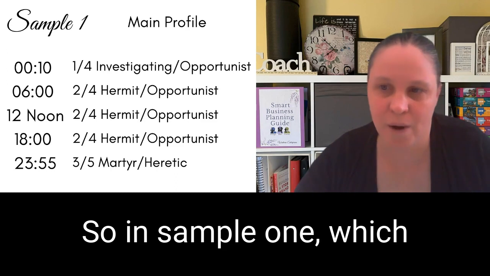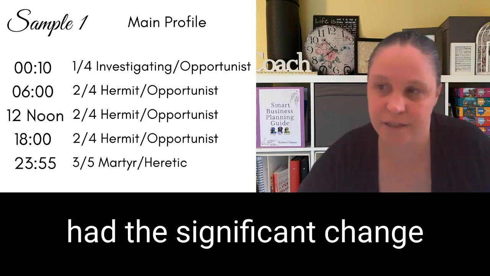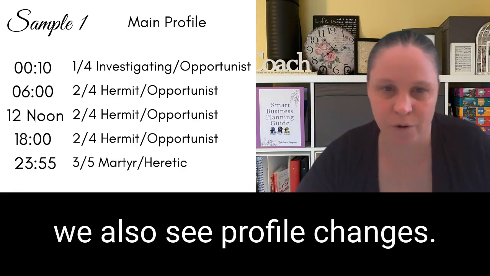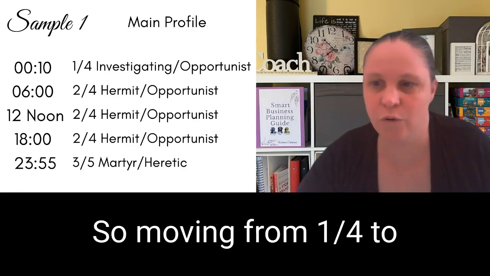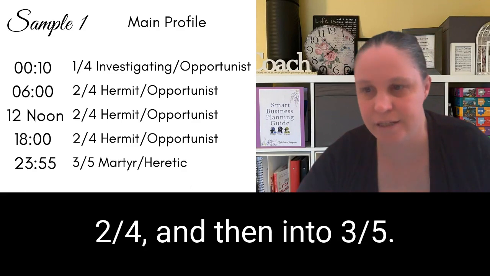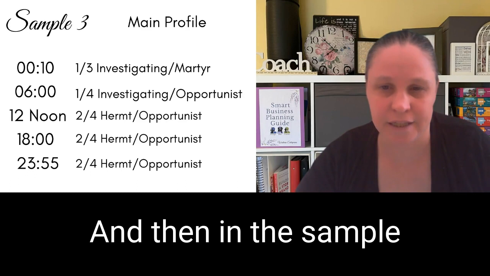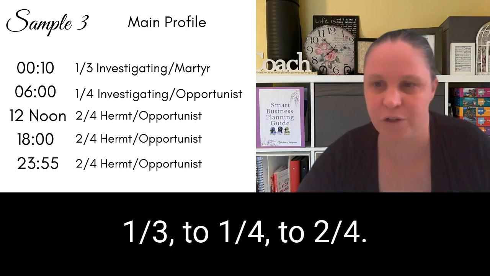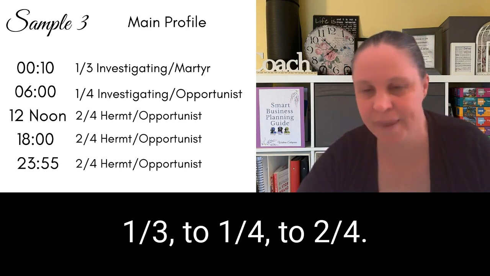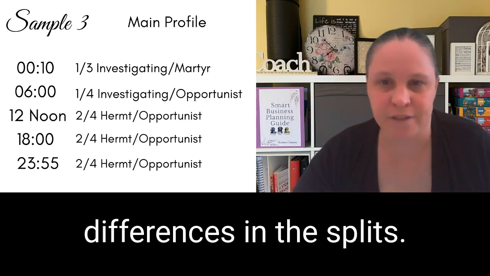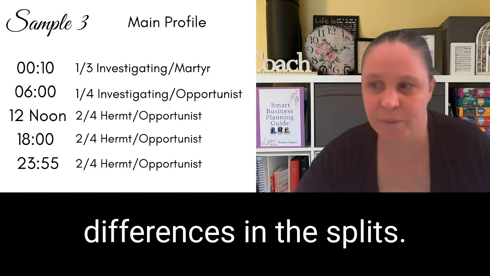So in sample 1, which had the significant change through the high level type, we also see profile changes, moving from 1-4 to 2-4, and then into 3-5. And then in sample 3, we go from 1-3 to 1-4 to 2-4. And so the profile changes. We also see differences in the splits.